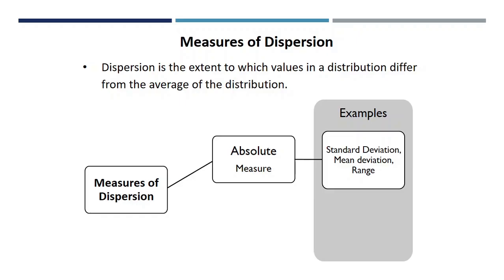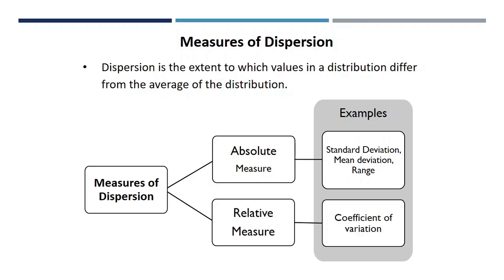Another measure of dispersion is the relative measure. This will give the degree of variation. Example, coefficient of variation. This relative measure is calculated based on the absolute measure. Each absolute measure will have a relative measure.